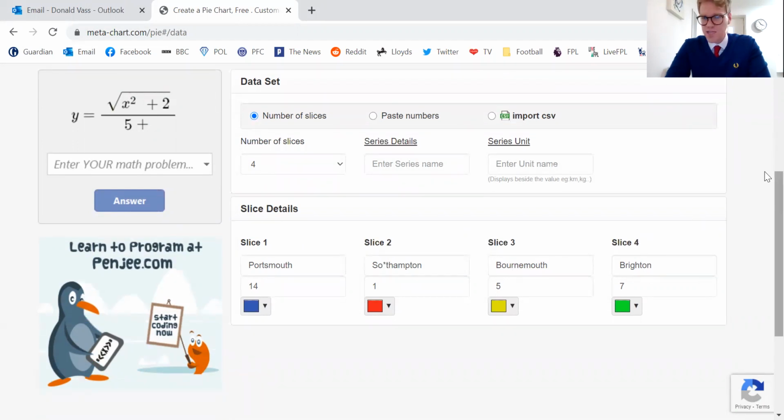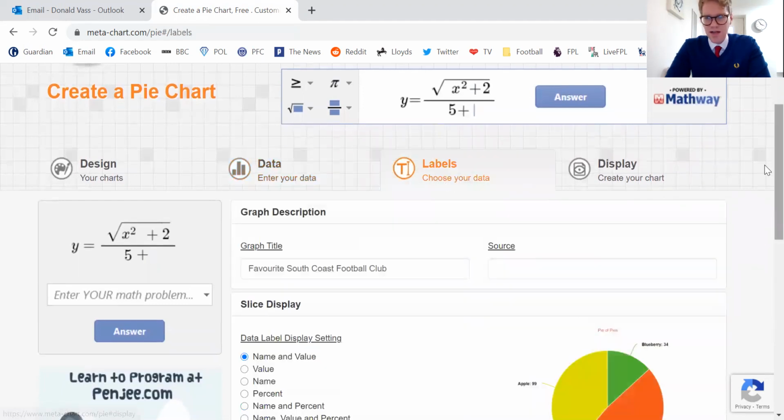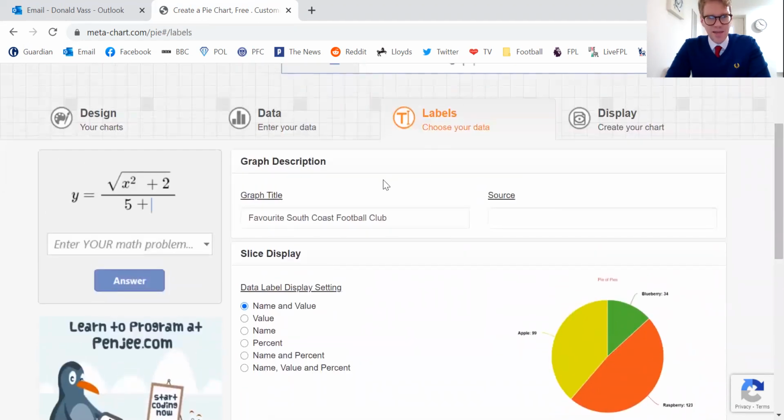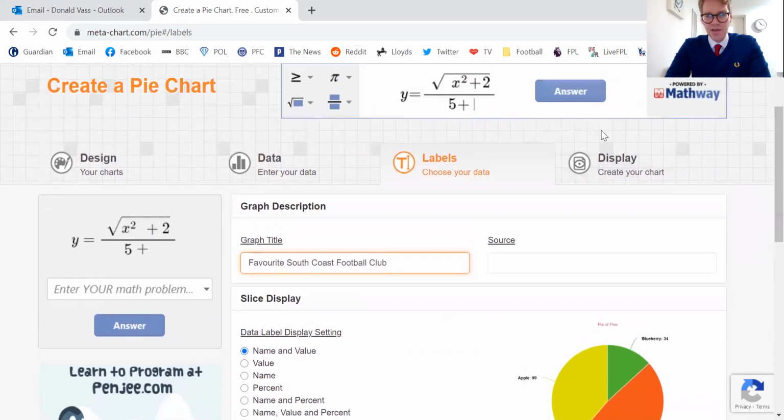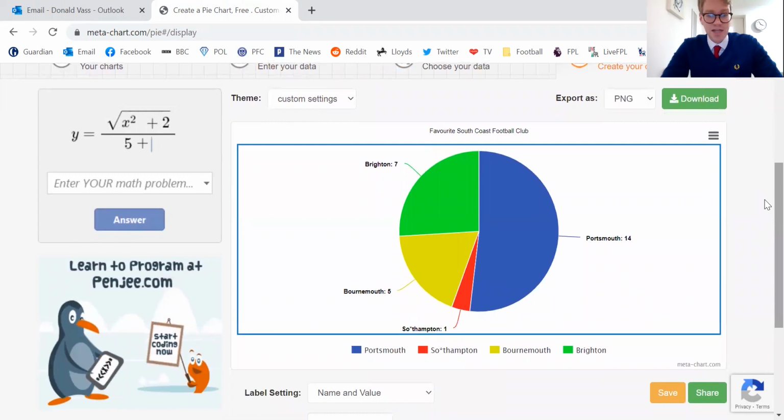So mine were Portsmouth, Southampton, Bournemouth and Brighton. I don't think there's too much we need to fill in on labels apart from the graph title. Now mine is favourite South Coast Football Club. And then you can go to display and it makes for you a really nice little pie chart. So again, it's a really clear visual representation. So of all the people that I asked, here were the results. Hey, I don't make these things up, you know, the people have spoken. And you can see the results there.